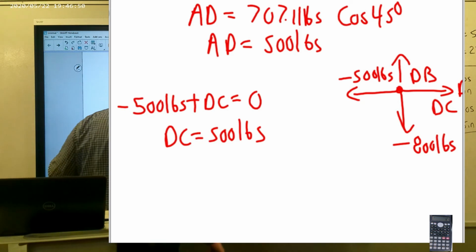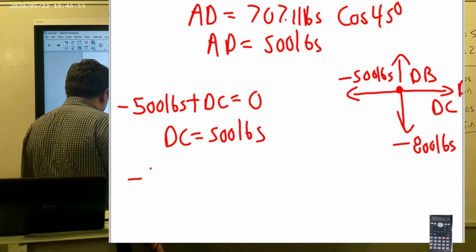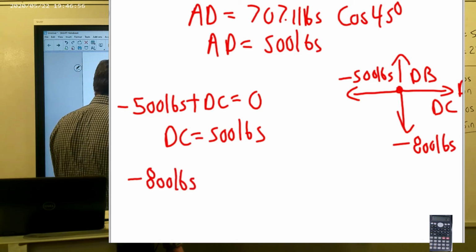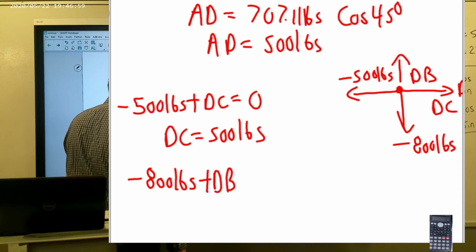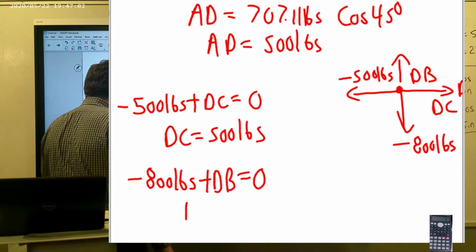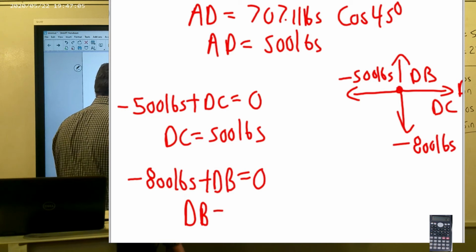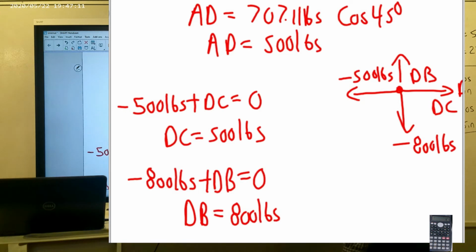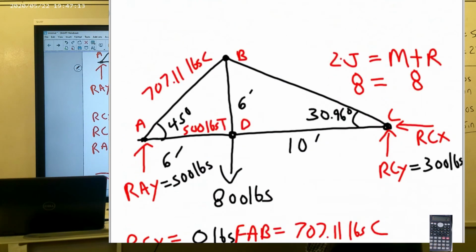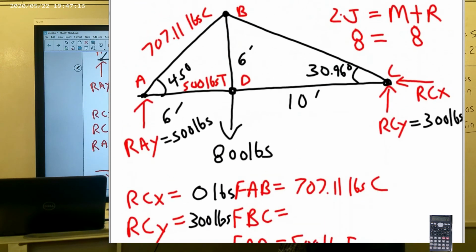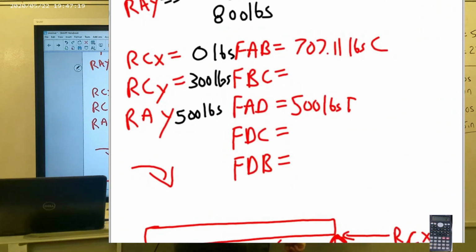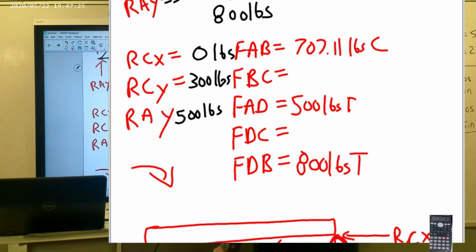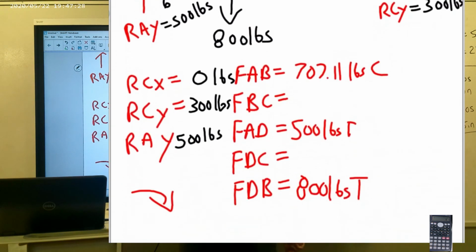We can also calculate DB. Negative 800 pounds plus DB equals 0, add 800 pounds to both sides, DB equals 800 pounds. So let's go ahead and update our list as well as our free body diagrams. So member DB is equal to 800 pounds, and that is tension. And member DC is equal to 500 pounds, and again that is tension.